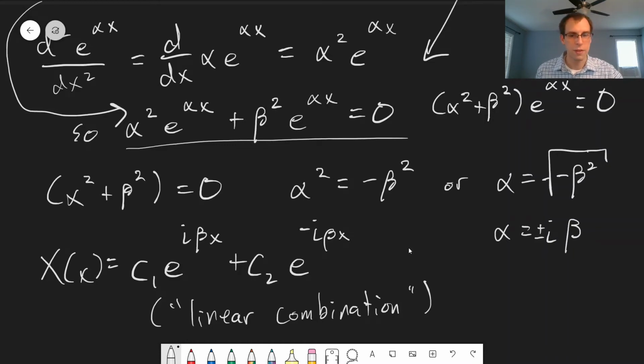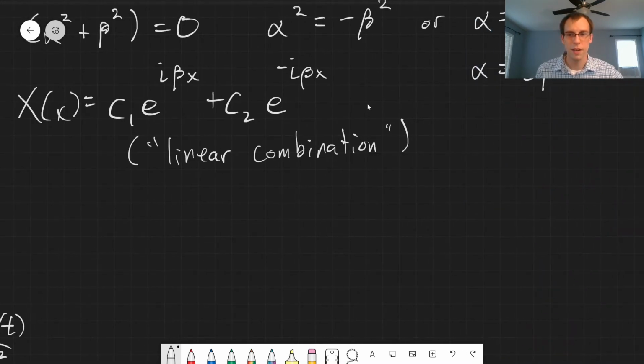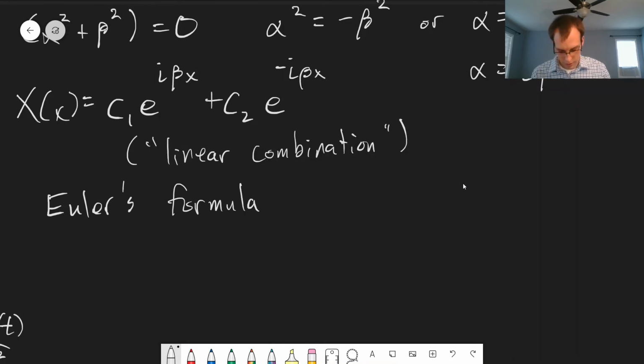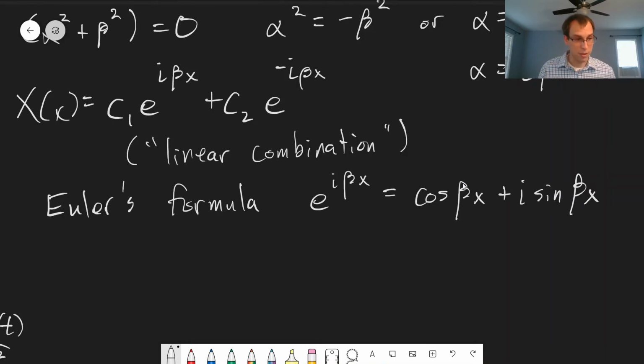Okay, so we have found this formula. Now we have complex exponentials. That's not particularly nice to work with. Well, let's go ahead and switch this over to something that's a little bit easier. So we can use Euler's formula that we talked about in the math chapter, which again, as a reminder, is that e to the i beta x is cosine beta x plus i sine beta x. So we can switch this from exponentials to trigonometric functions. And if we have the negative, we'll get a negative sign in front of the i on the second part.